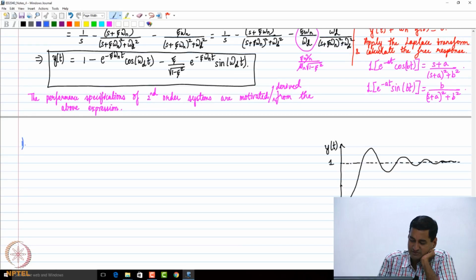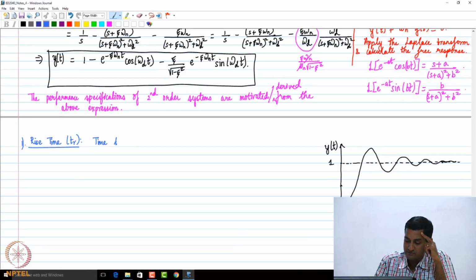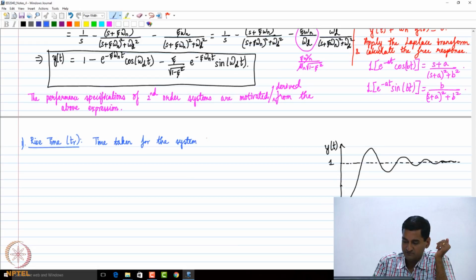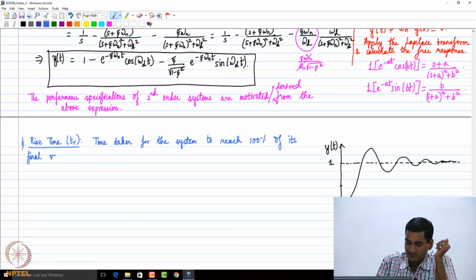Okay, so the first performance specification is what is called the rise time, TR. So what is the rise time? It is the time taken. Of course, it really depends on how it's defined. As far as we are concerned, we will define it in this way: it's the time taken for the system to reach 100% of its final value for the first time.